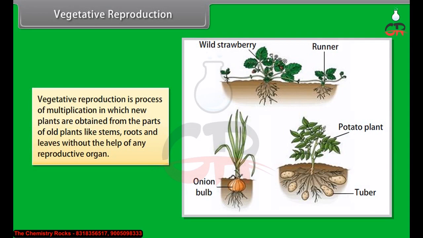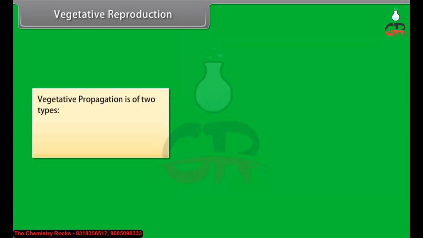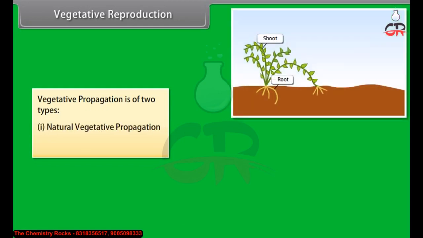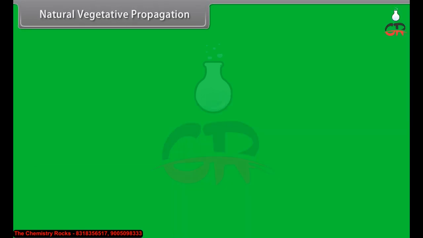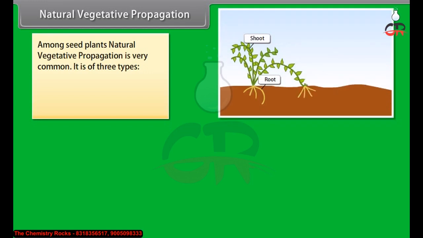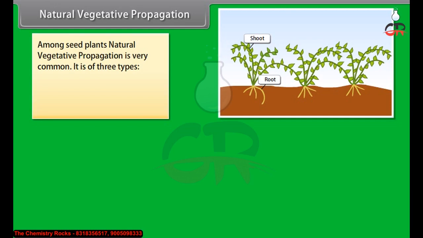like stems, roots, and leaves without the help of any reproductive organ. Vegetative propagation is of two types: natural vegetative propagation and artificial vegetative propagation. Natural vegetative propagation. Among seed plants, natural vegetative propagation is very common. It is of three types: by roots, by stem, and by leaves.